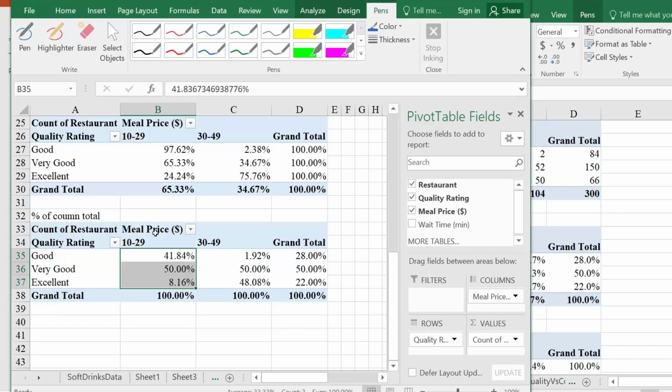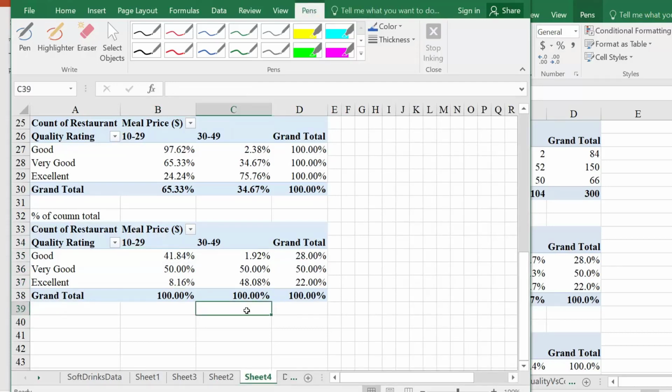Okay, any questions? So these are the different ways you can get all these different percentages that you might be interested in using a pivot table.